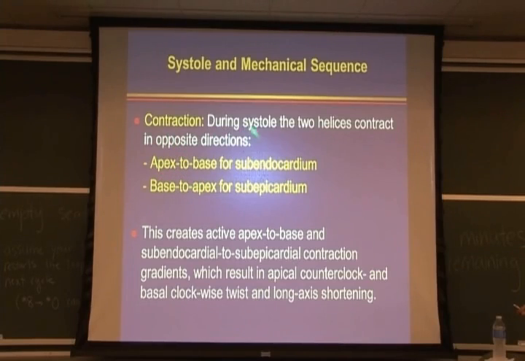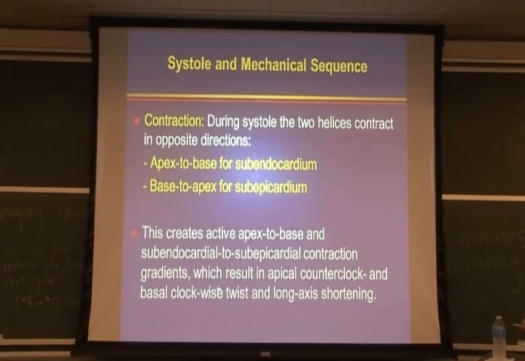So during cardiac systole, the heart contracts, the two helices contract in opposite direction, apex to base in the subepicardial region, and base to apex in the subendocardial region. And also this creates an apex to base and subendocardial to subepicardial contraction gradient.